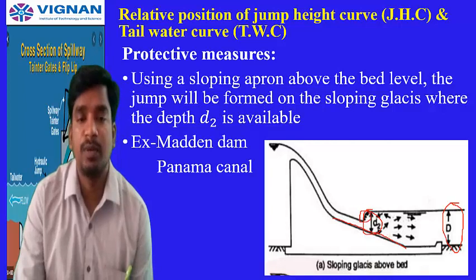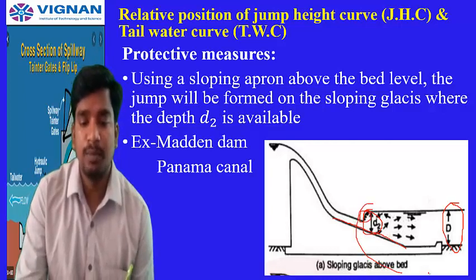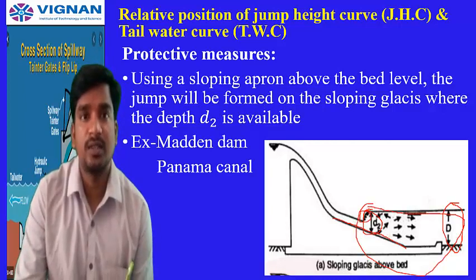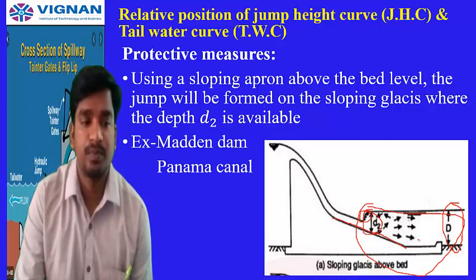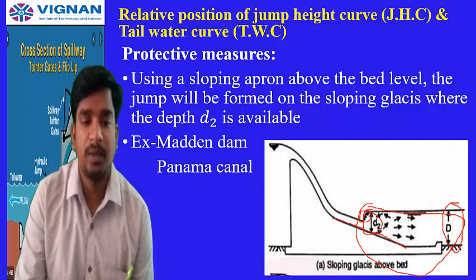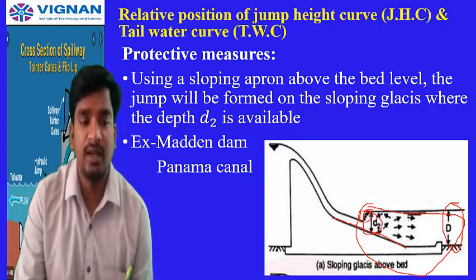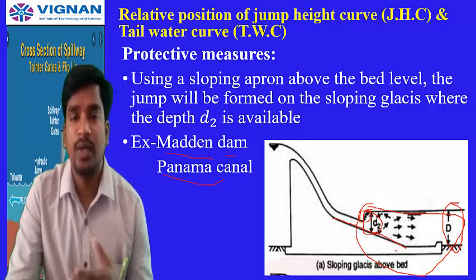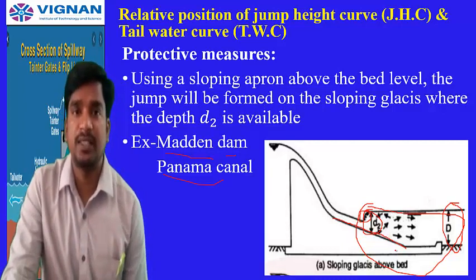So the hydraulic jump is formed like this. This is the complete portion which we need to protect, the stilling basin portion. Okay, this particular protective measure is already taken in Madden Dam, which is in the Panama Canal. This kind of sloping arrangement is given in order to create the hydraulic jump at the required depth.